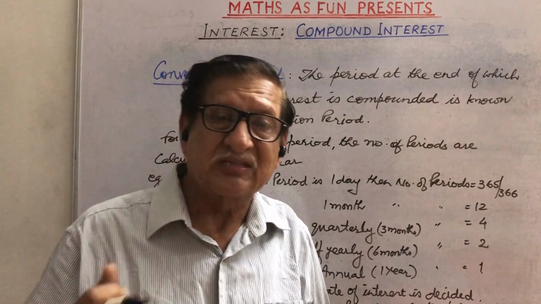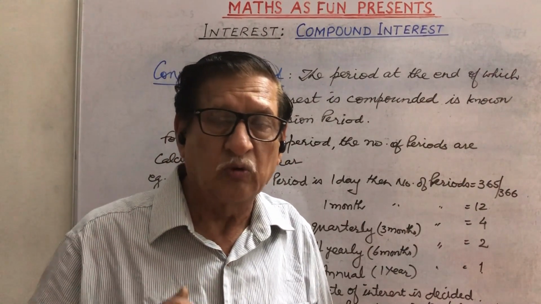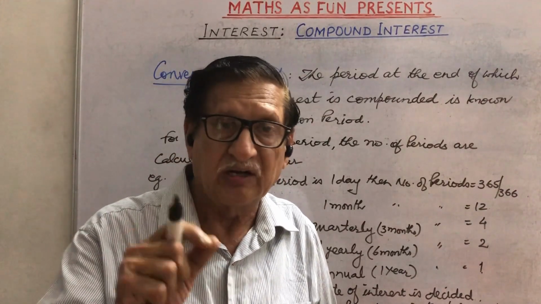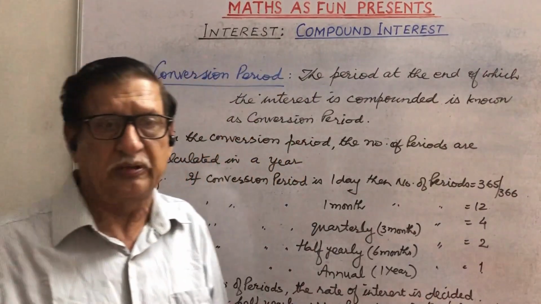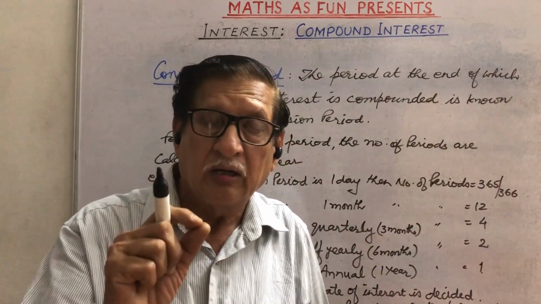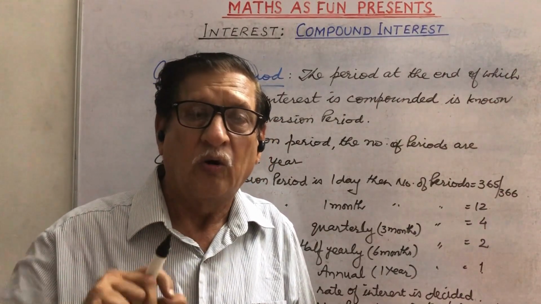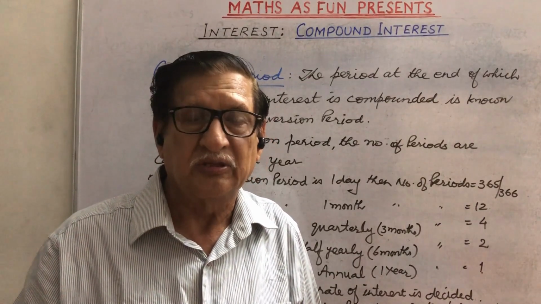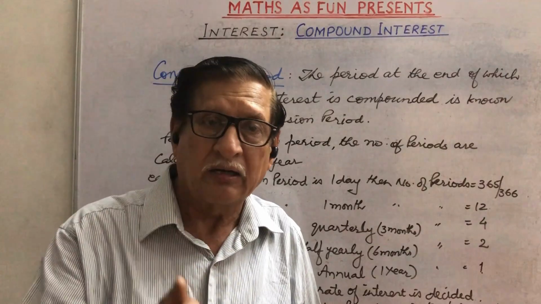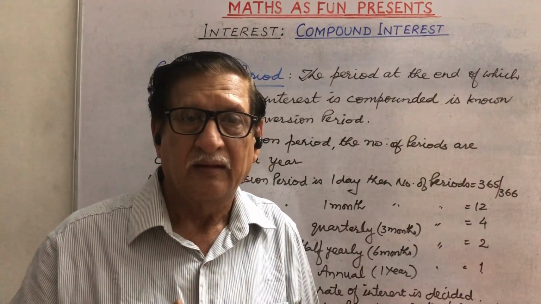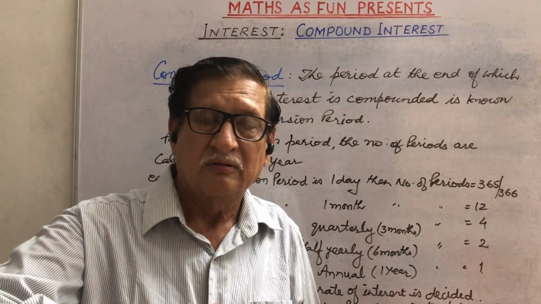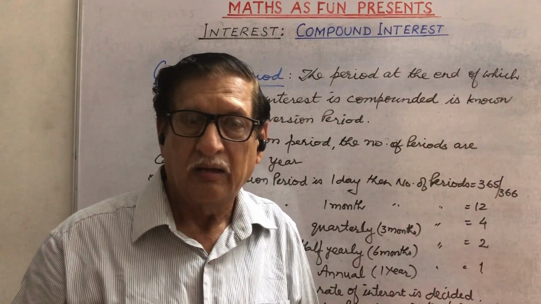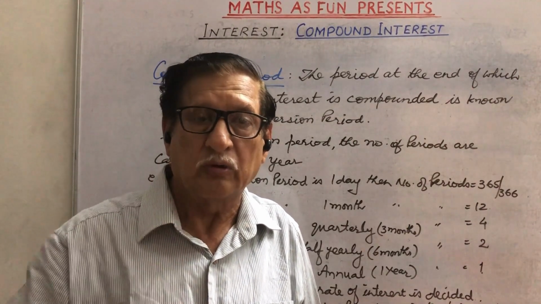Before we go to discuss some of the problems to calculate compound interest and compound amount, we should know about conversion period. What is the meaning of conversion period? Actually, we know when we borrow money or invest money in banks, banks are paying us the interest either half yearly or quarterly. And on that interest, the next period's interest is given. But the rate of interest is calculated annually.